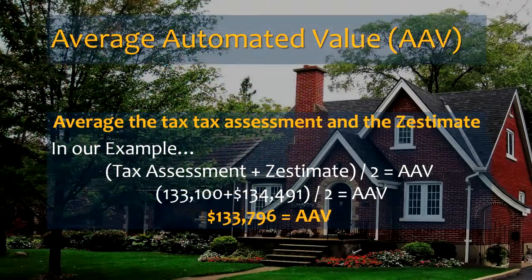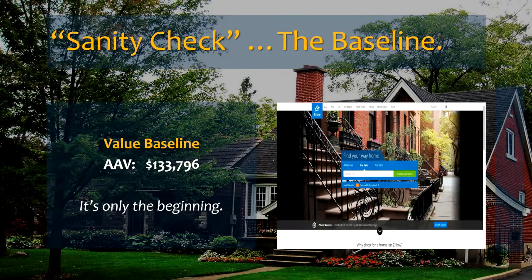We'll now average the two values, so simply add them together and divide by 2. This is your average automated value or AAV. Write it down and keep it handy. In my home example, the AAV comes to $133,796. What's the AAV for? It's your sanity check. It's broadly what your home is worth, but it's only the beginning.